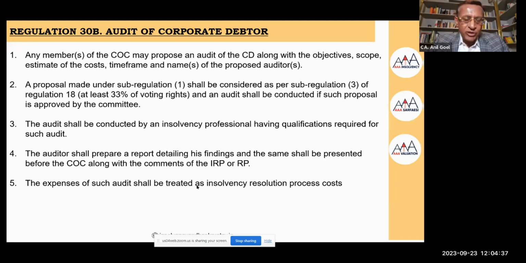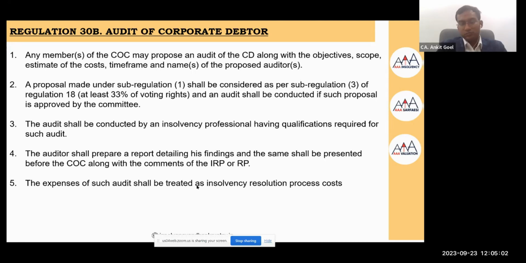If it is a financial audit, then it will be a chartered accountant. If it is a cost audit, it will be a cost accountant. If it is a secretarial audit, it will be a secretary. So the auditor of the corporate debtor can be appointed. It is not simply a chartered accountant, but anyone who is qualified to do that audit. Along with that, he should be an insolvency professional. So these auditors can be appointed by the committee.